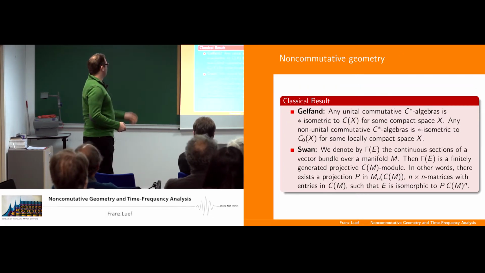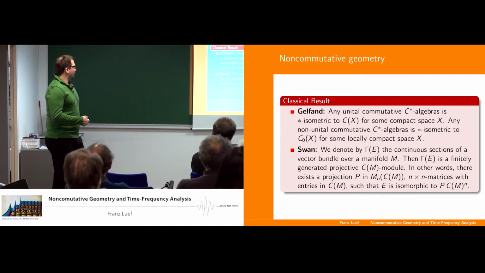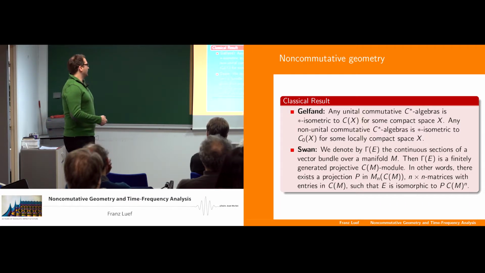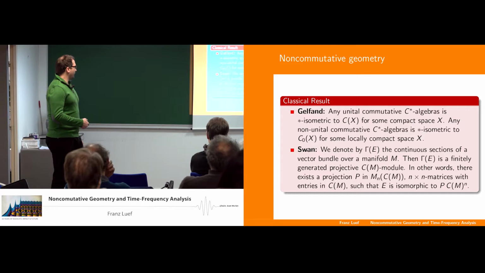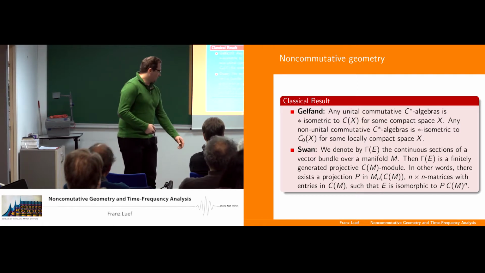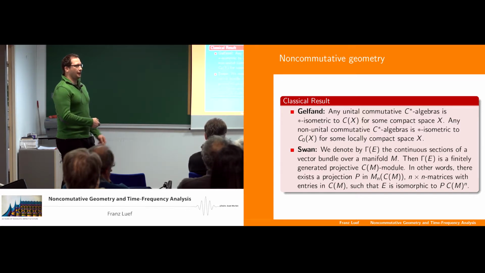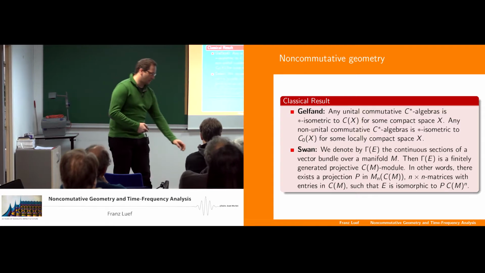And for this, I will briefly tell you why people came up with noncommutative geometry. They look at commutative C*-algebras, and they turn out to be just continuous functions on some compact space. And what Swan observed in the 60s is that if you take continuous sections of a vector bundle over a manifold, then it's actually a finitely generated projective module over these continuous functions. So Rieffel took this and said, replace these commutative C*-algebras by a general C*-algebra, and if you have a finitely generated projective module, it's a vector bundle over this algebra.